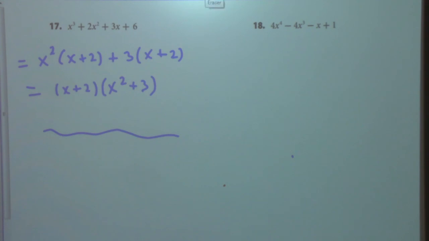Okay, and then the last one here, I'm gonna rewrite this one here a little bit. Equals 4x to the 4th minus 4x cubed, and I'm gonna put minus, x minus 1. So that was a little assist there on number 18.